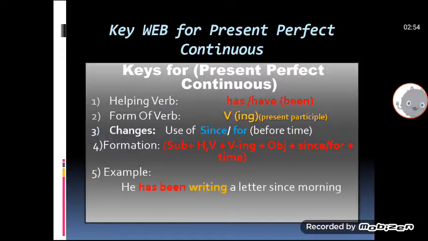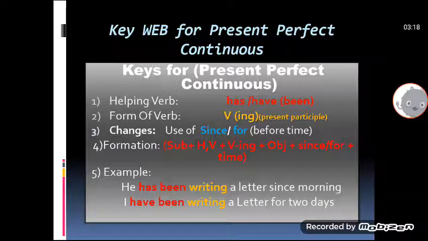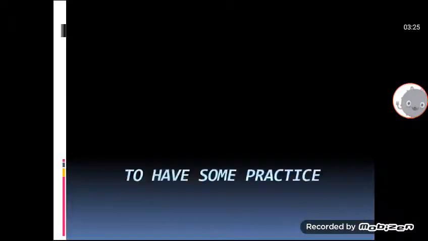Clear? For example, look at this: he has been writing a letter since morning. Now you can see helping verb सबसे पहले देखा, has been, have been लगा है, verb ing लगा हुआ है, and since or for लगा हुआ है, since in the place of point of time. And formation: subject लगाया, has been लगाया, helping verb, object, and since, for, and time. Clear? Look at this: I have been writing a letter for 2 days. Now you can see here since and for, the period and the point.